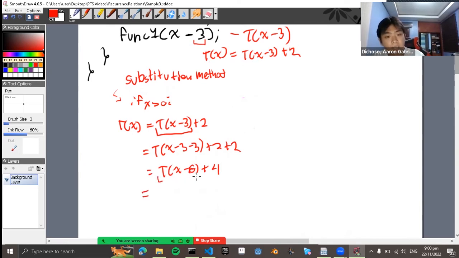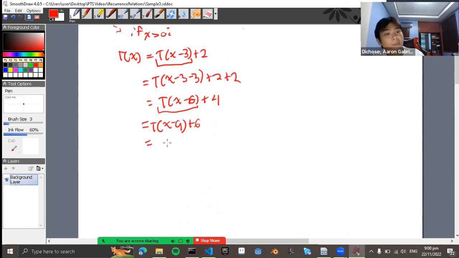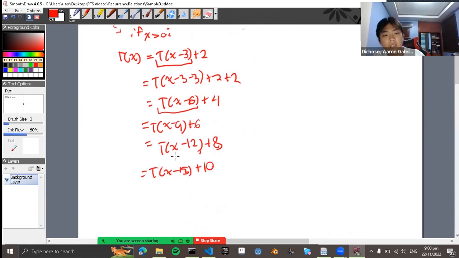Furthermore, what is t of x minus 6? It would be x minus 9 plus 6. What is t of x minus 9? It would be t of x minus 12 plus 2 plus 6, which is equals to 8. T of x minus 15 plus 10 kapag further expand pa natin siya. So here, nakikita na natin yung pattern.